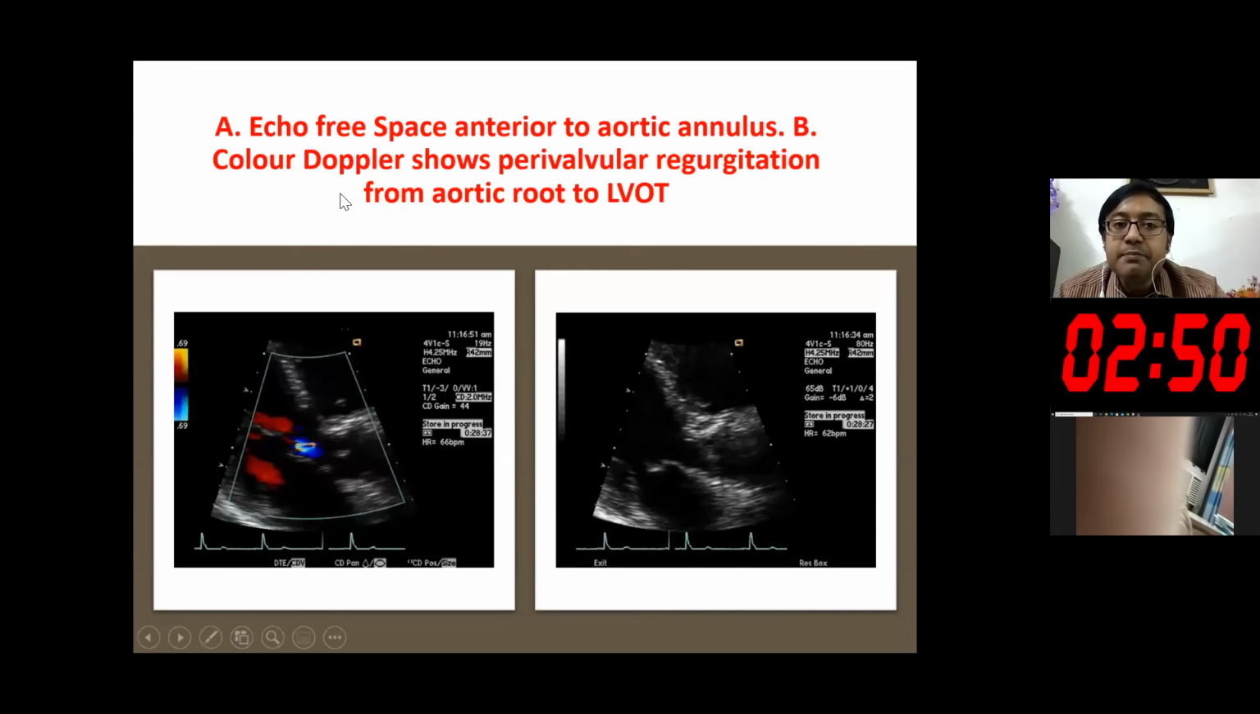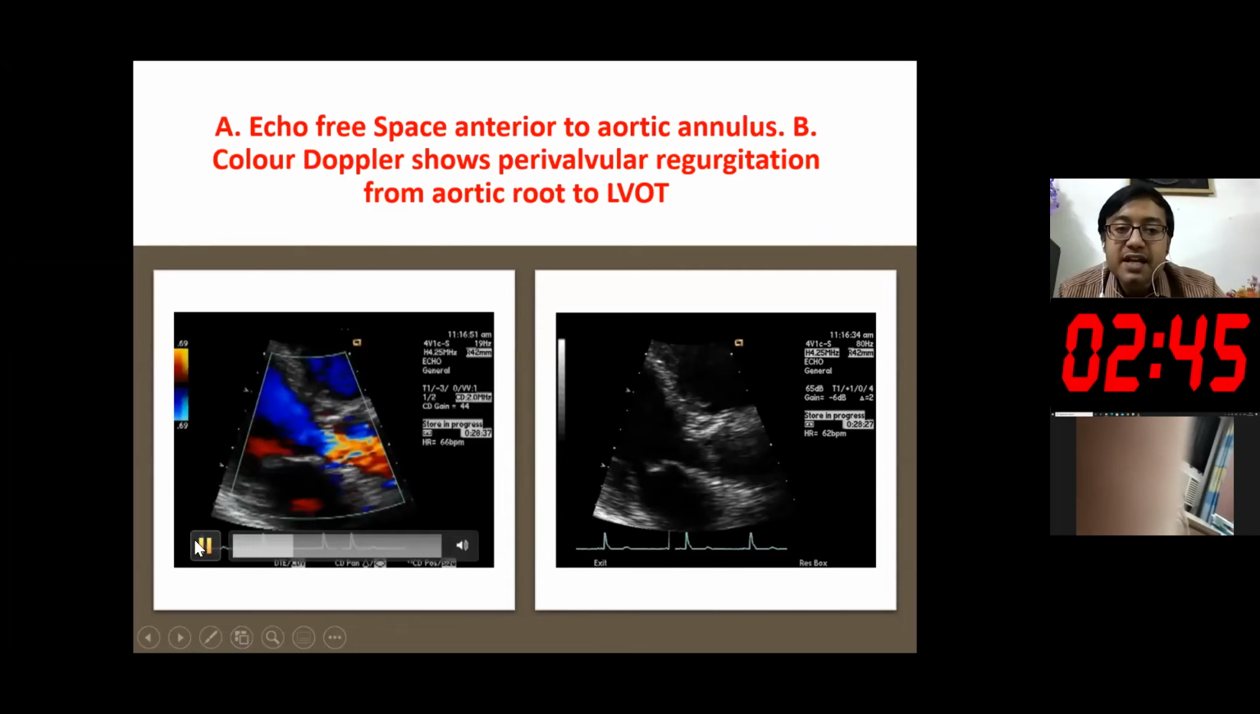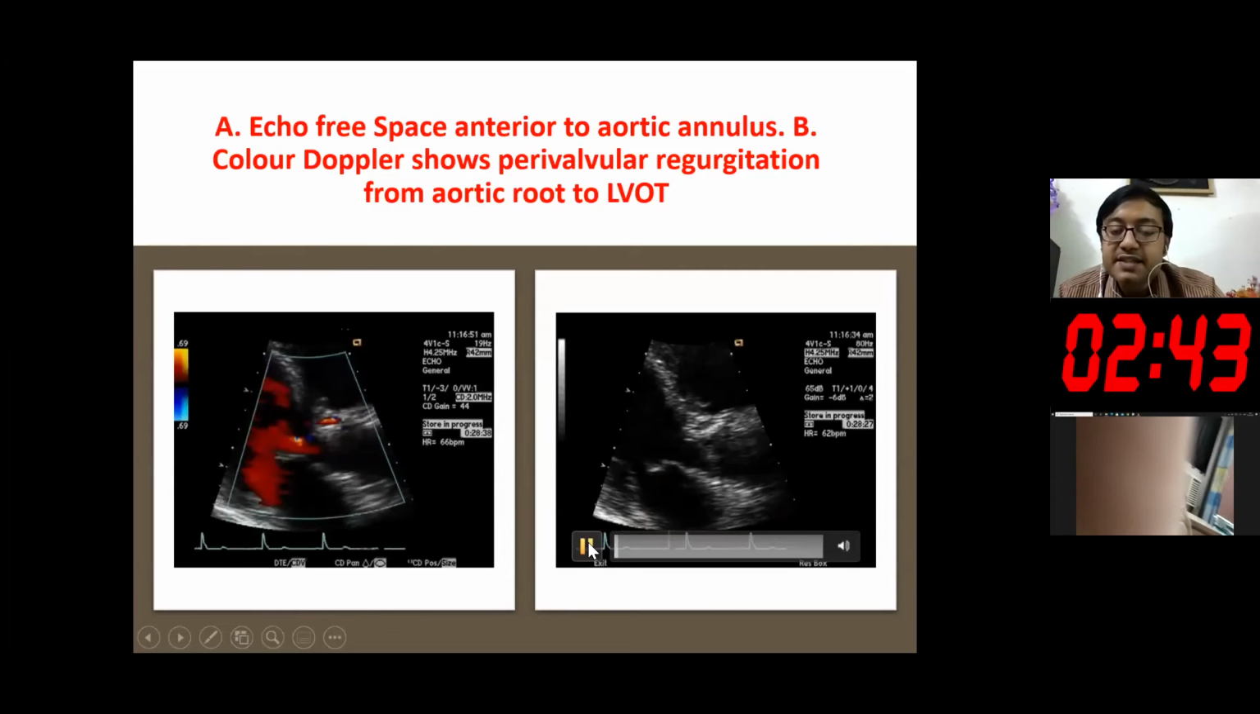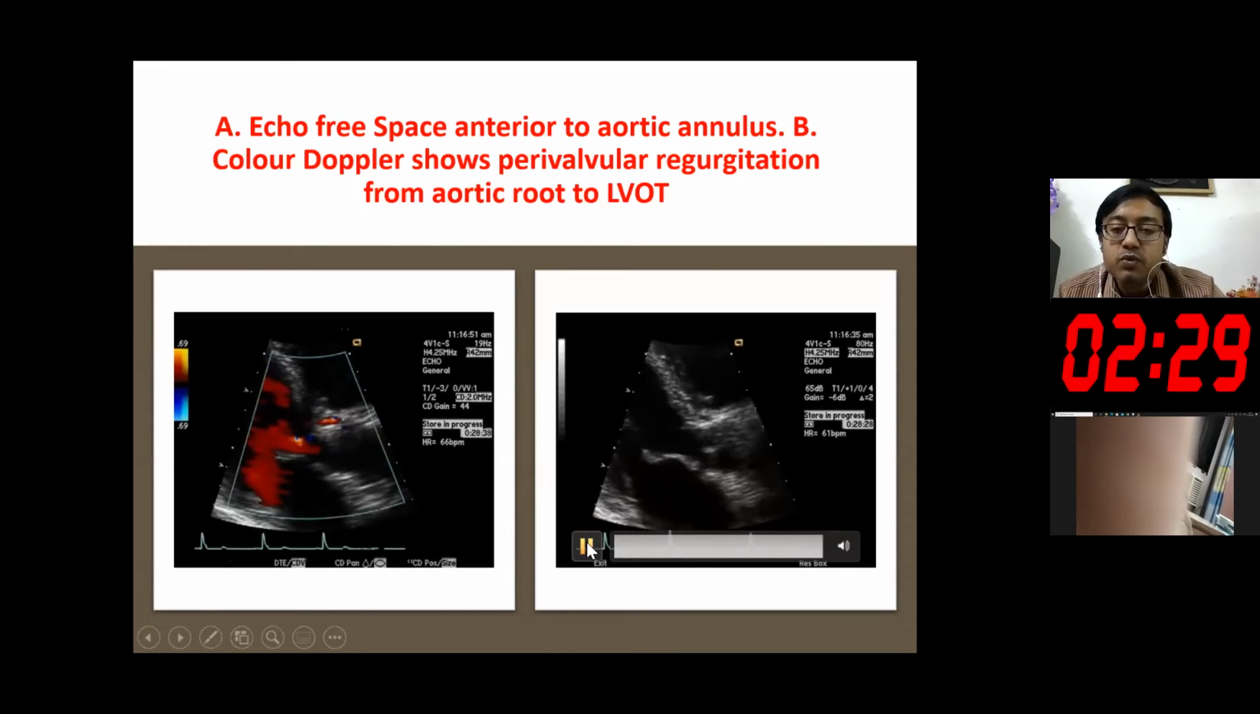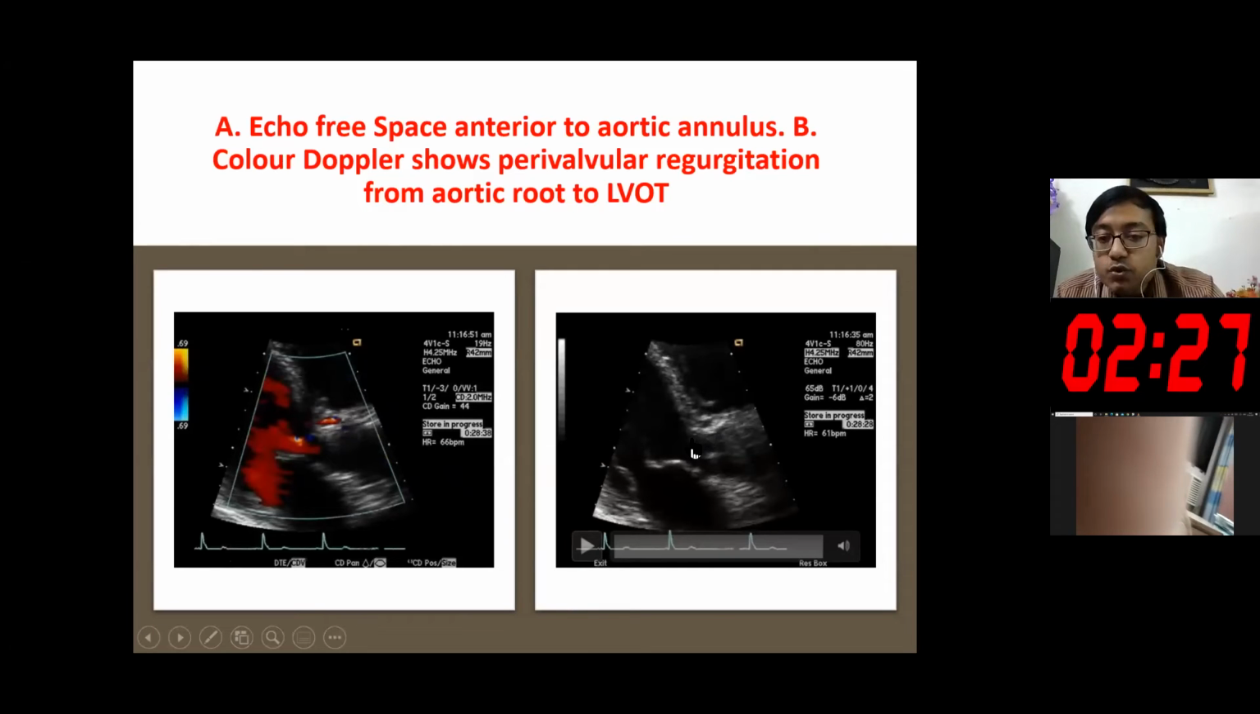Another example: an echo-free space anterior to the aortic annulus. As we can see, this is the echo-free space anterior to the aortic annulus. Color Doppler shows a perivalvular regurgitation from the aortic root to the LVOT. So this is a perivalvular regurgitation in a patient who underwent an aortic valve replacement. In a 2D image, it might just look like a small echo-free space.